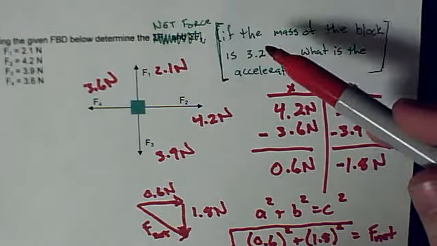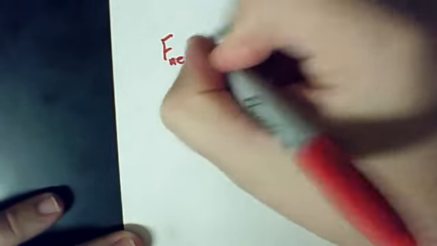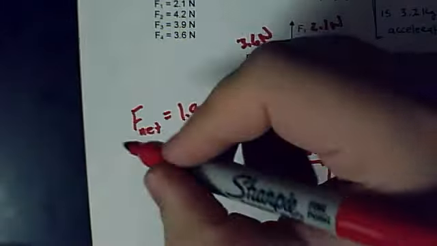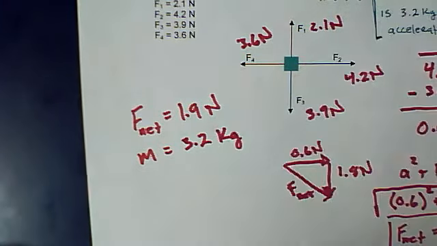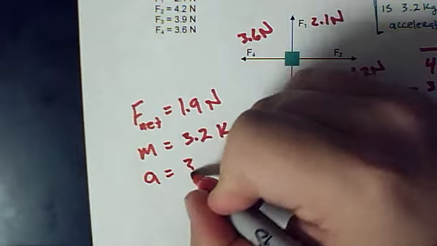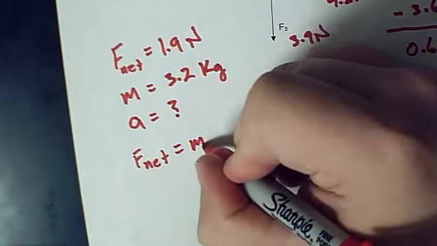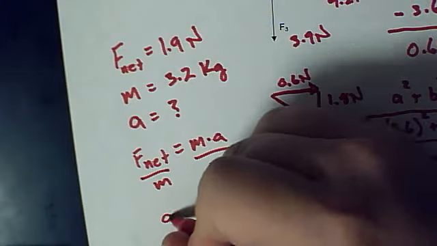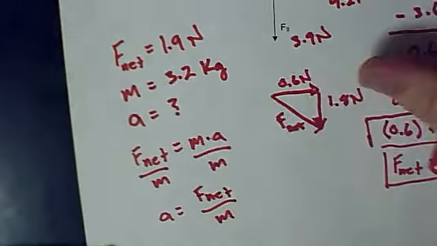Second part of the question says, if the mass of the block is 3.2 kilograms, what is the acceleration? So now I'm going to use the net force I just found, 1.9 newtons, and the mass is 3.2 kilograms, and the question wants to know the acceleration. Well, Newton's second law tells us that F net equals mass times acceleration, so we divide both sides by mass, and the acceleration equals my net force divided by my mass.